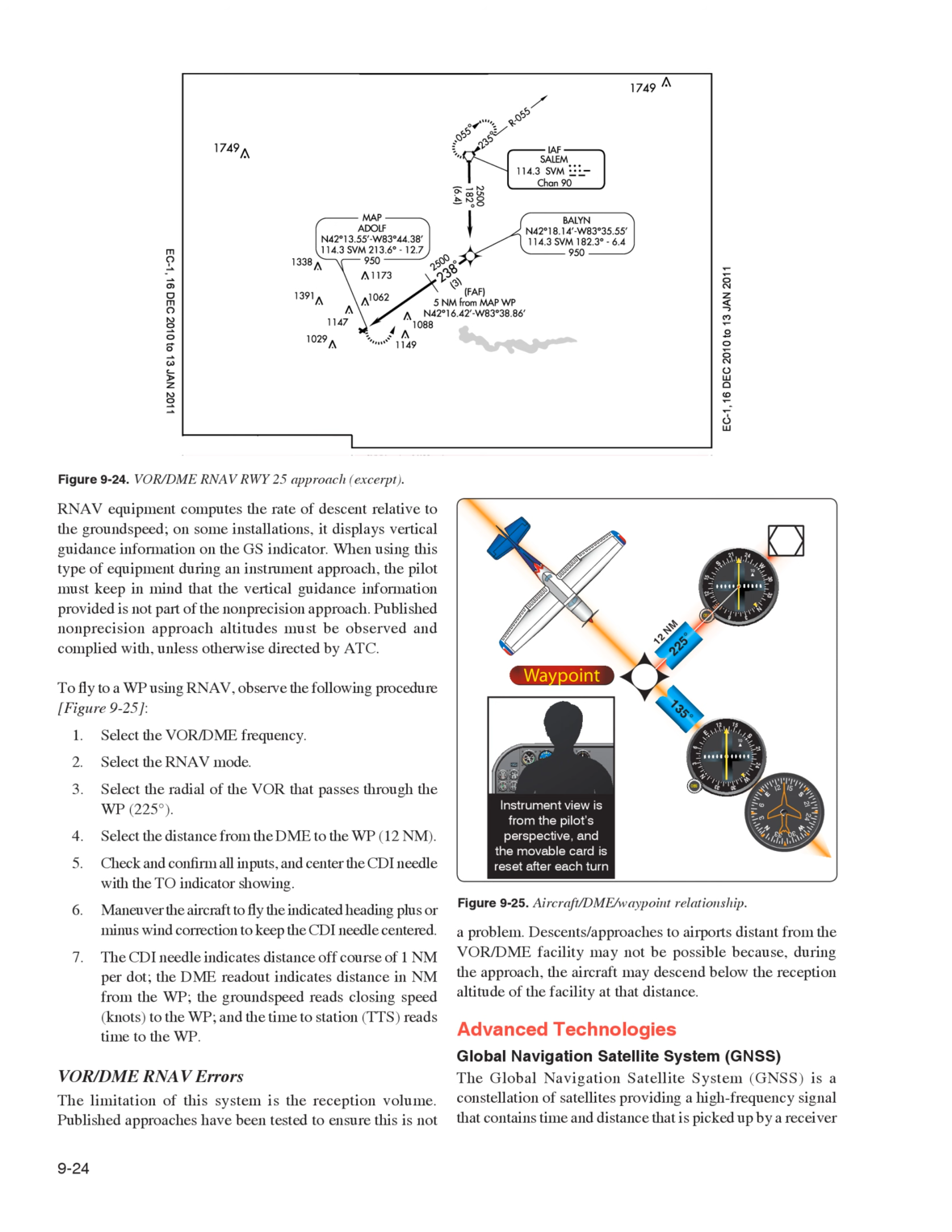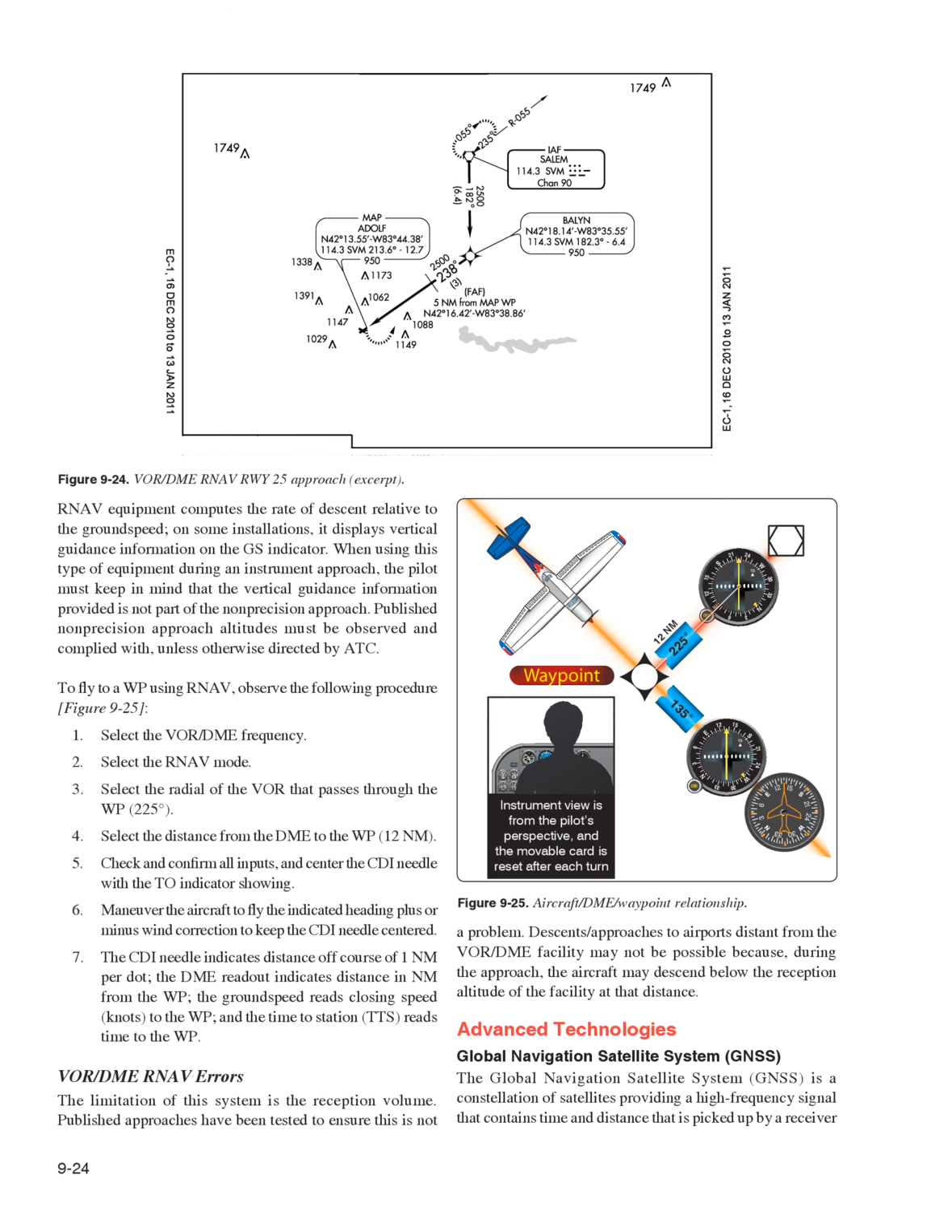6. Maneuver the aircraft to fly the indicated heading plus or minus wind correction to keep the CDI needle centered. 7. The CDI needle indicates distance off course at 1 nautical mile per dot, the DME readout indicates distance in nm from the WP, the ground speed reads closing speed, in knots, to the WP, and the time to station, TTS, reads time to the WP.